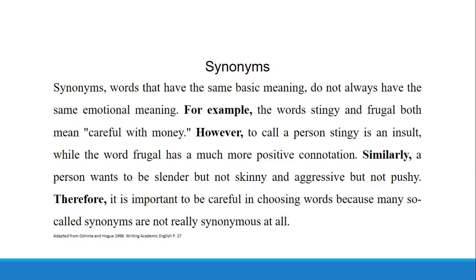But all synonyms are actually not synonyms. That is what is said in this paragraph. So if you Google and try to look for a synonym, be careful. Sometimes the synonym that you come across might not actually be talking about the particular word that you are looking for, right? So you have to be very careful when you look for synonyms.